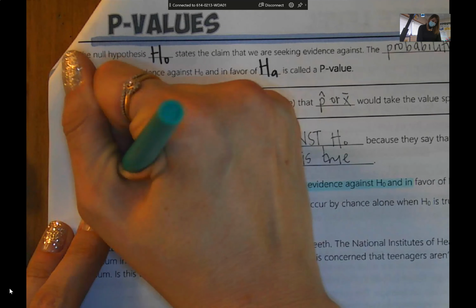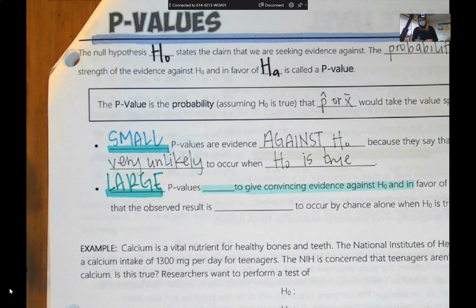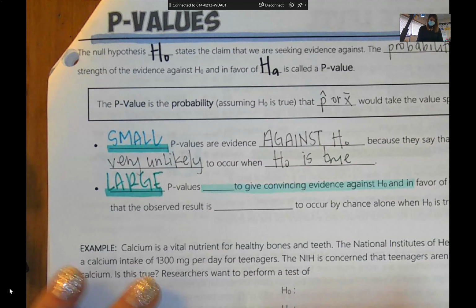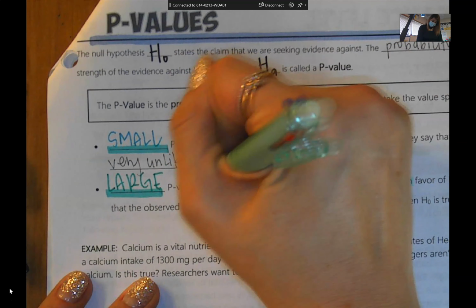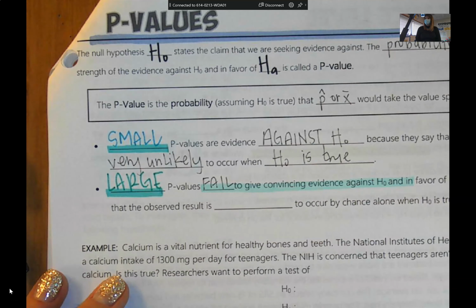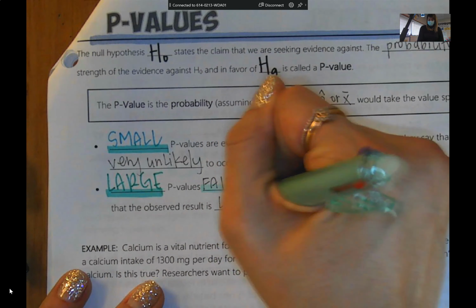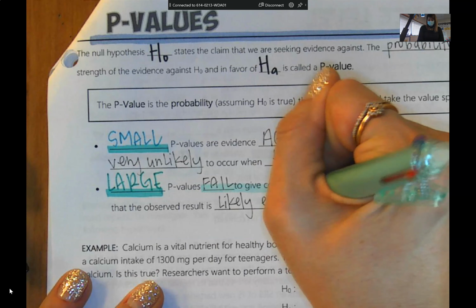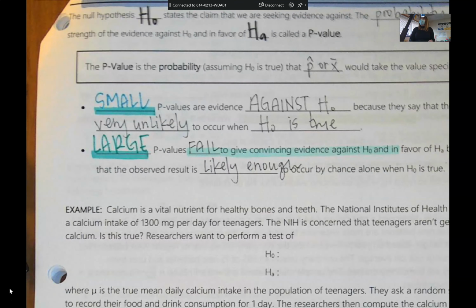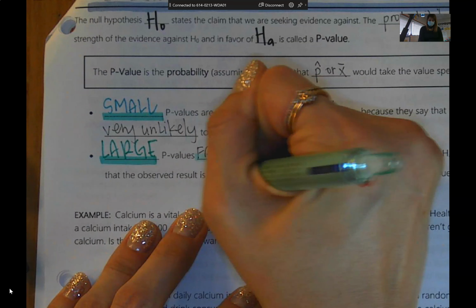Large p-values fail to give convincing evidence against the null because they say that the observed result is likely enough. It's still going to be a small percent. So likely enough is more like plausible.